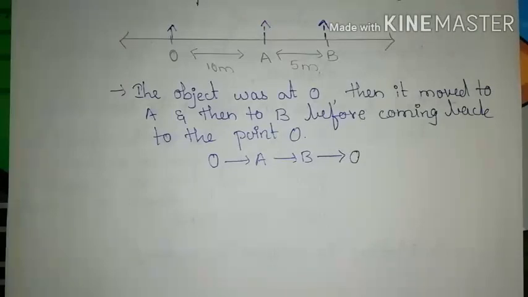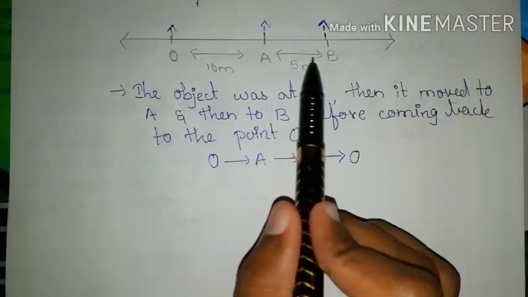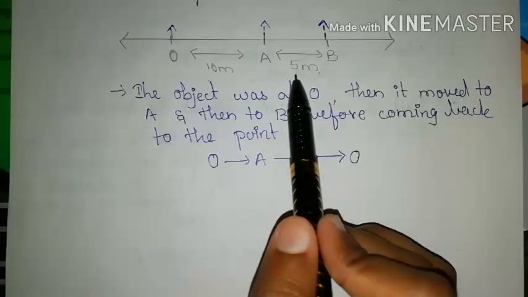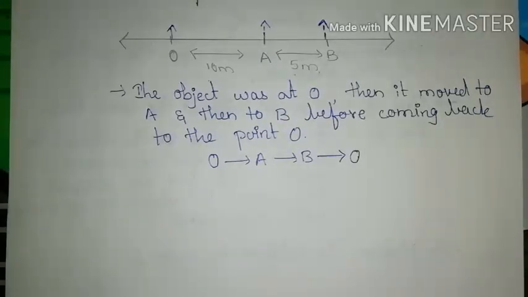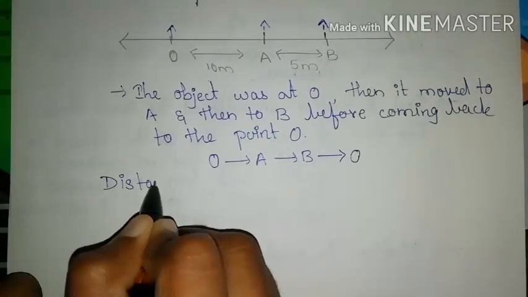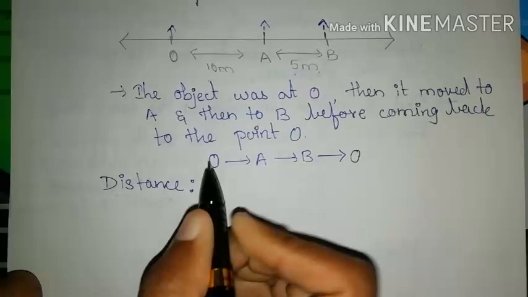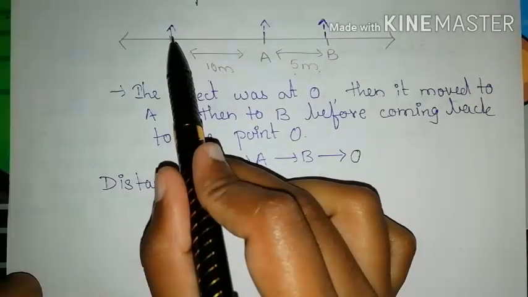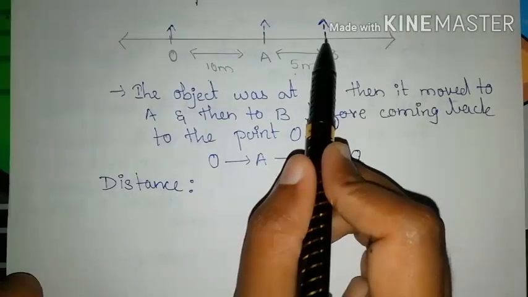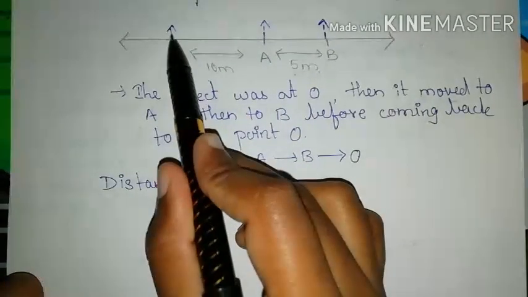Alright, so how much distance did this object cover? We know the length between each of these points. O to A is 10 meters, and A to B is 5 meters. So how much distance did the object cover? First, to calculate distance, the object started from O, it went to A, then from A it came to B, and directly it returned to O.